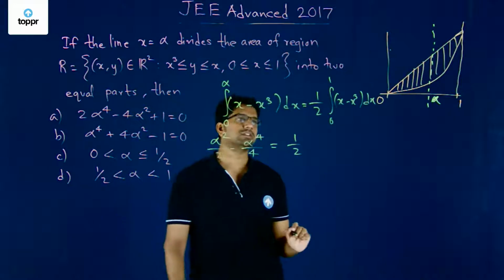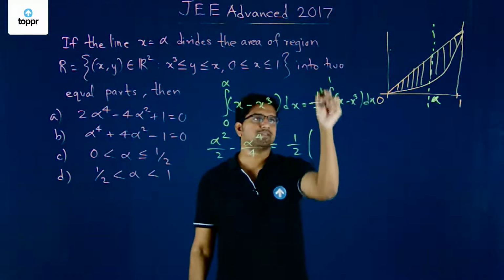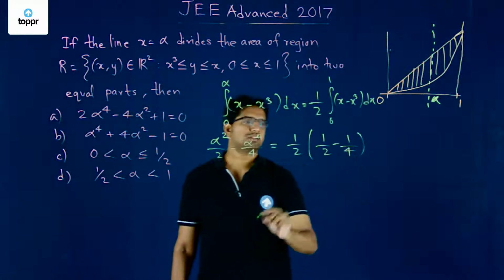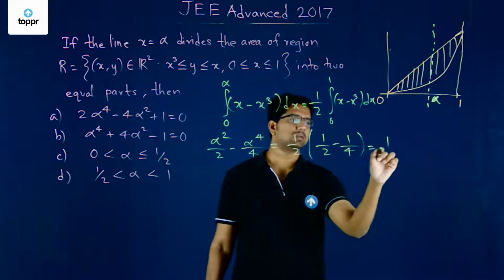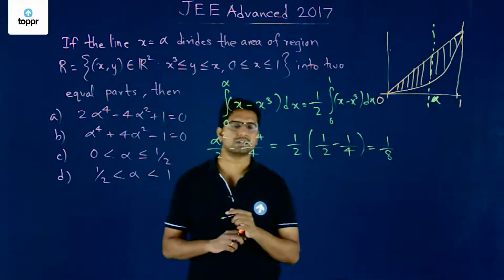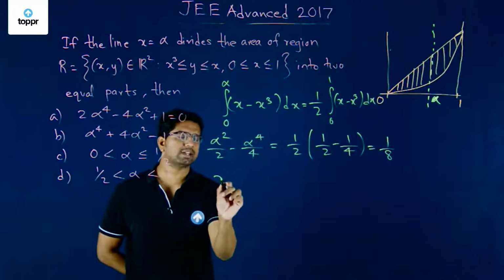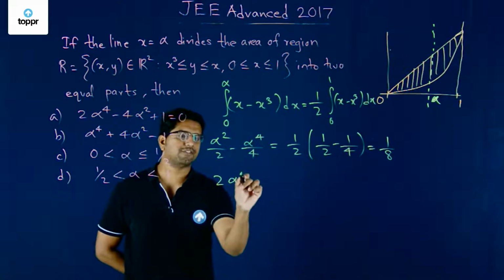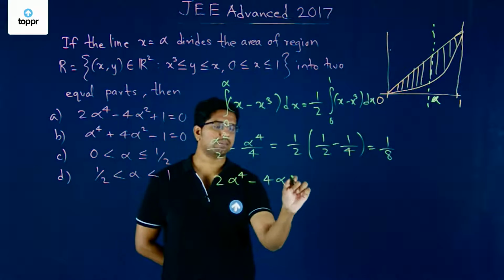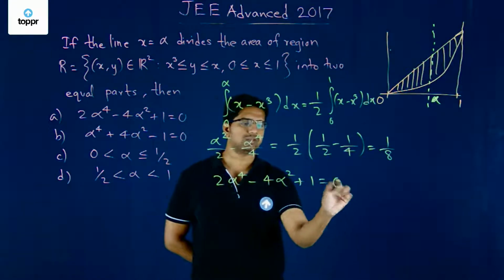So let's see what this is. This is x square by 2 minus x power 4 by 4. If you put the limits, we get 1 by 2 minus 1 by 4. So this happens to be 1 by 2 times 1 by 4, so this is 1 by 8. Let's see what is the equation that we obtain. We obtain the equation as 2 times alpha power 4 minus 4 times alpha square plus 1 equal to 0.